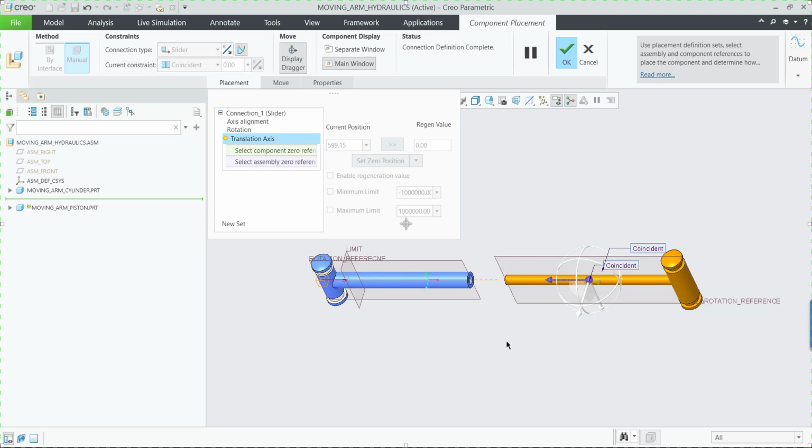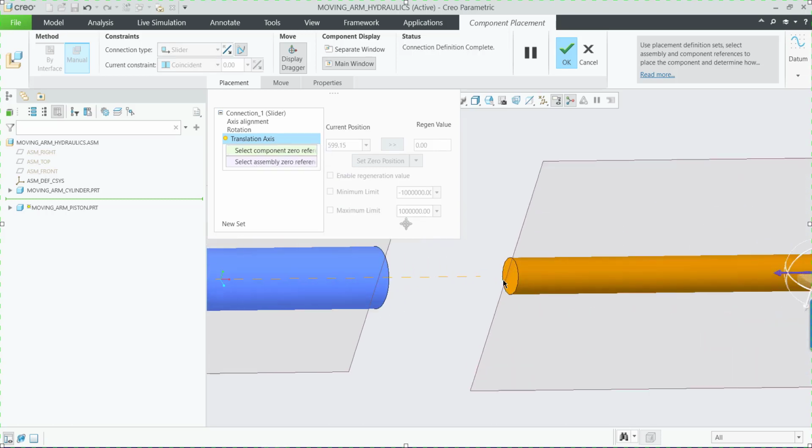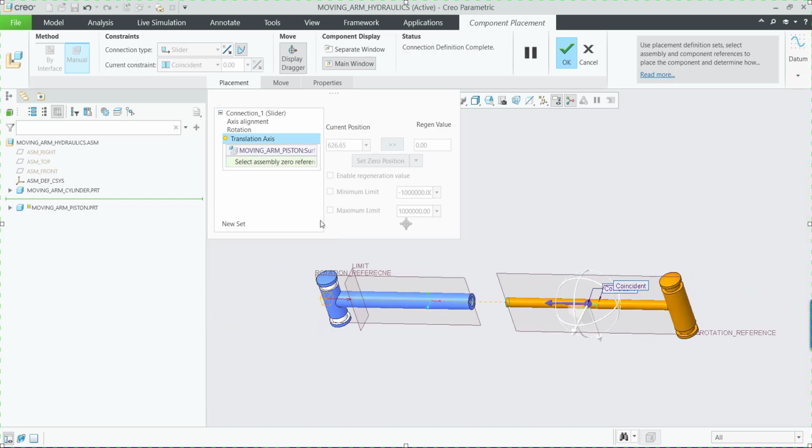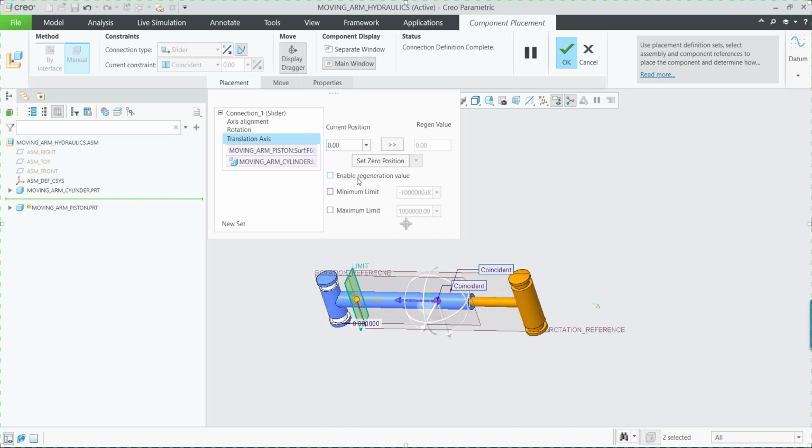Now since it will be sliding inside the hole, I need the translation limit to be defined. So for translation axis limits, I will first select this surface from the piston, and secondly the limit plane from the cylinder. So the current distance is something like 523. Let me make it 0 first. That I will set as a 0 position.